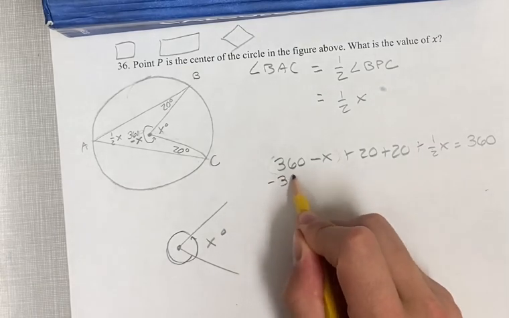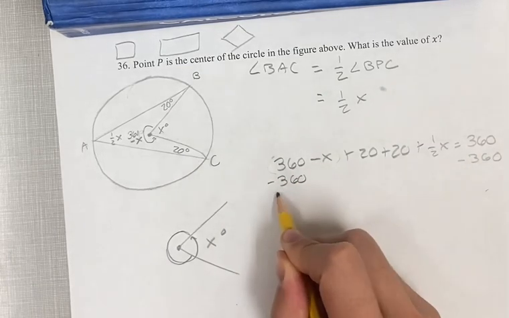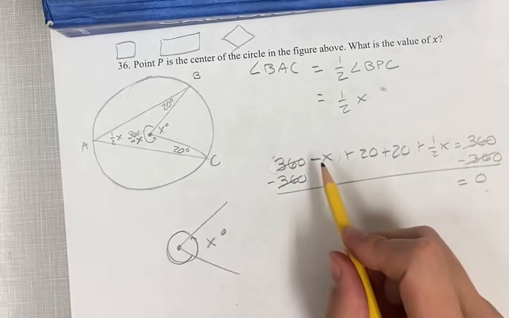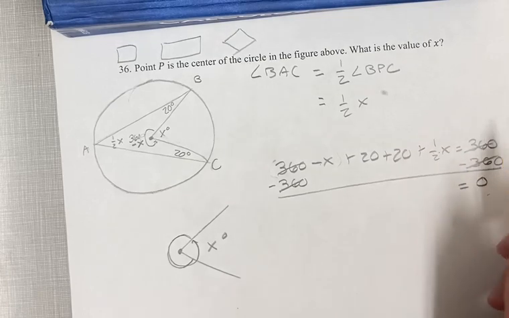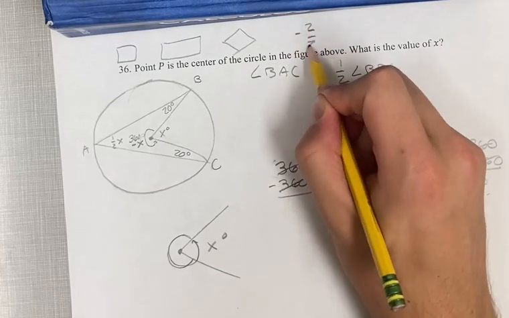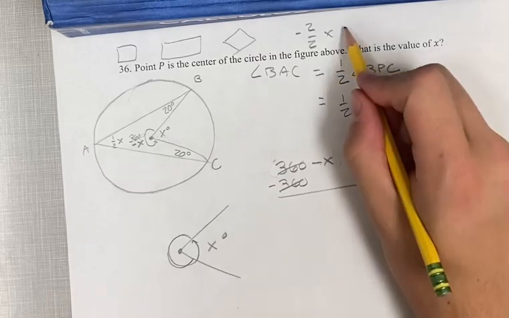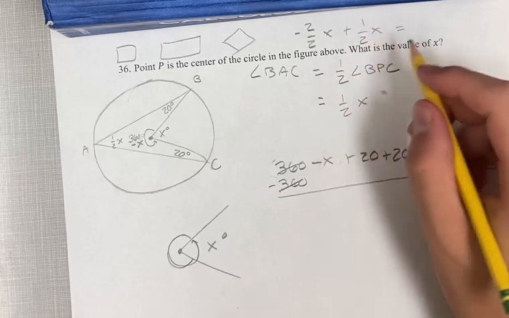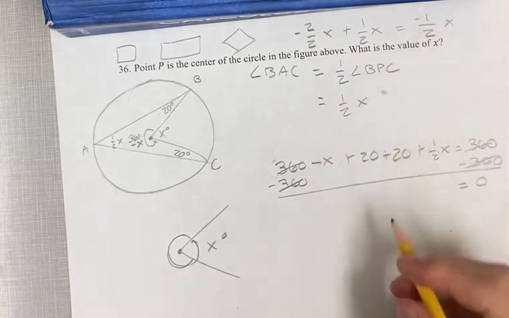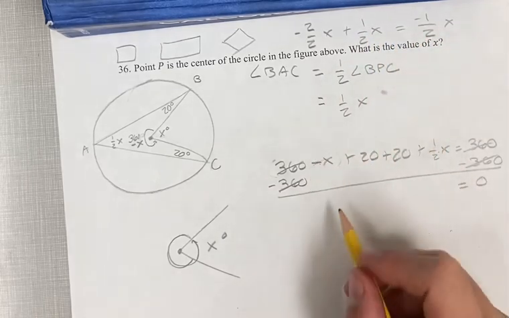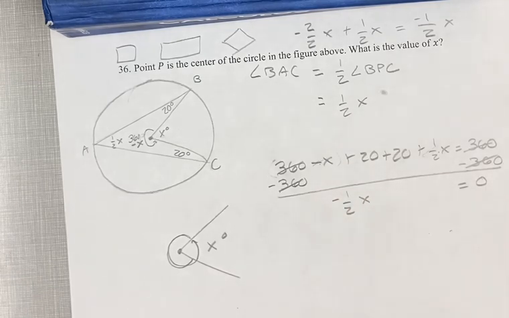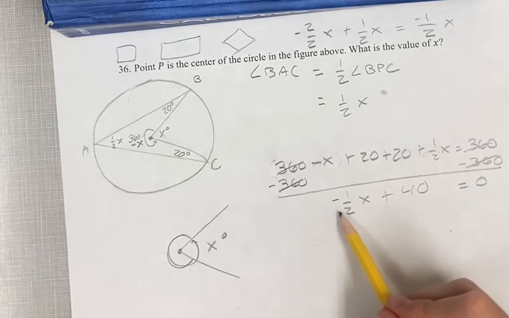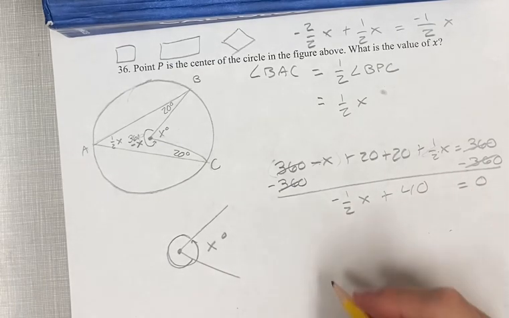So if we subtract 360 from both sides, then both of these terms disappear. On this side, we just have 0. Negative X plus 1/2 X. Well, if you think of negative X as negative 2 over 2X, since negative 2 over 2 is 1, plus 1/2 X. These have the same denominators, so you can add their numerators. Negative 2 plus 1 is negative 1/2 X. So these terms combined add up to negative 1/2 X. Plus 20 is plus 40. So negative 1/2 X plus 40 is equal to 0.